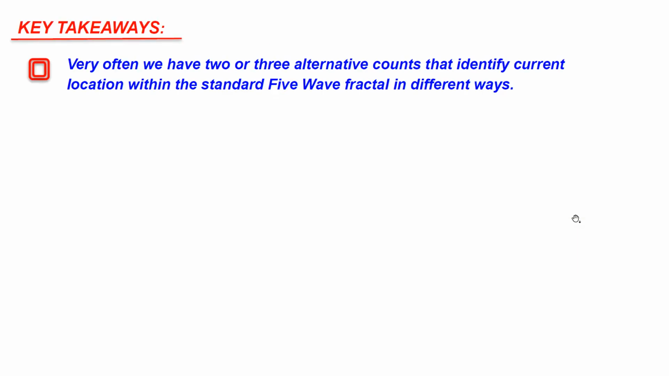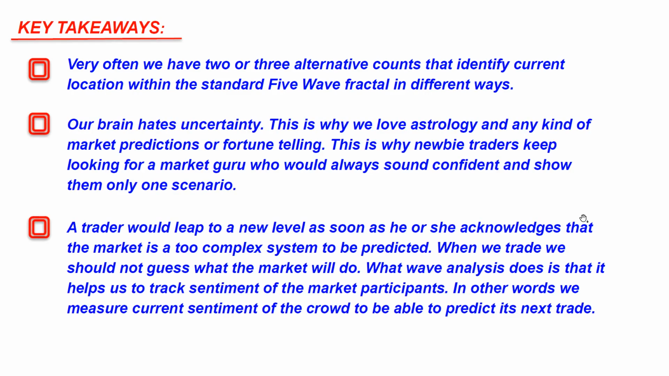Now, you should ask me a question. So how could your analysis help us if you cannot give us a very certain scenario? And here I want to explain to you very important stuff about how markets work. Very often we have 2 or 3 alternative counts that identify current location within the standard 5-wave fractal in different ways. Our brain hates uncertainty.